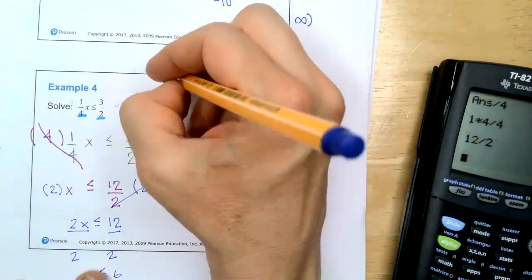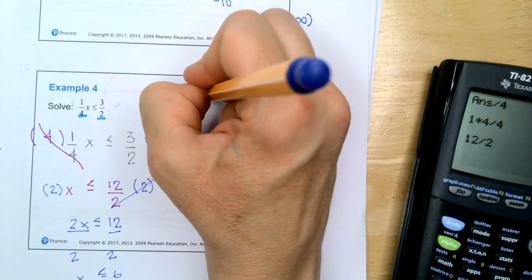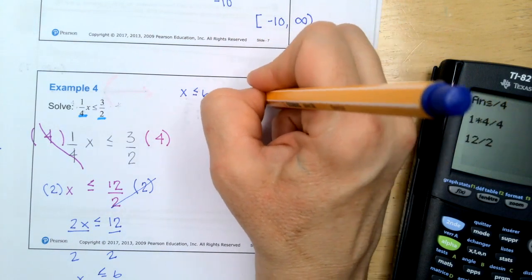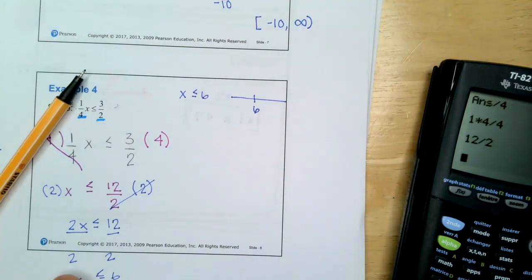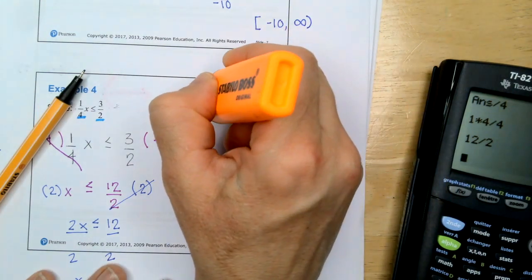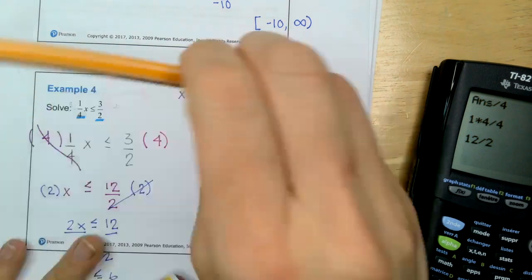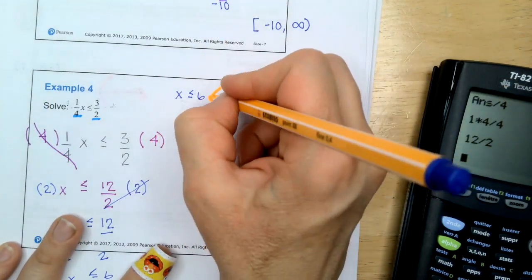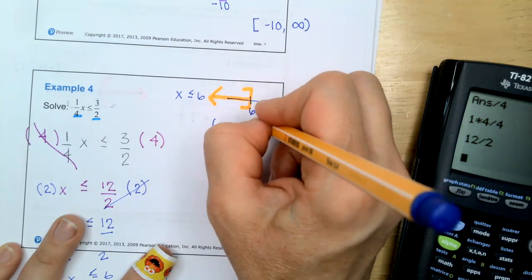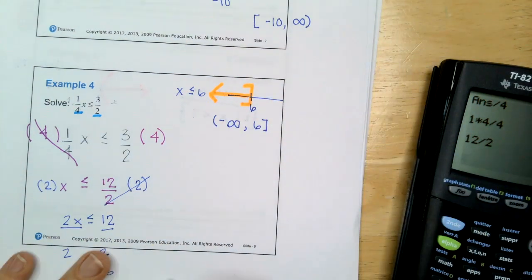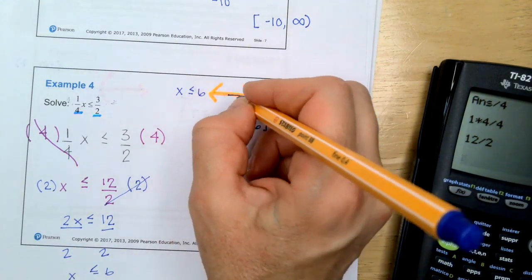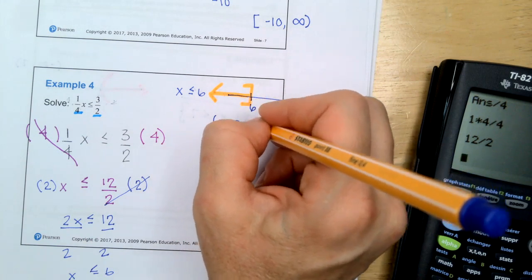How would I graph that? X is less than or equal to 6. Here's 6. The equal to means it's a bracket, and the less than means it's going towards negative infinity. So I would then look at my number line and say my number line starts at negative infinity and goes until 6 and has a bracket. Good. X is less than or equal to 6. The graph looks like this. It goes from negative infinity to 6.